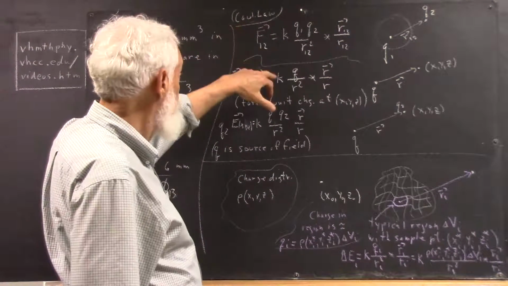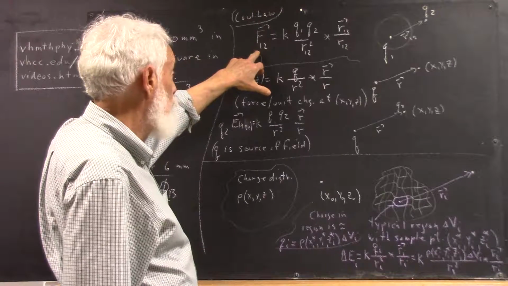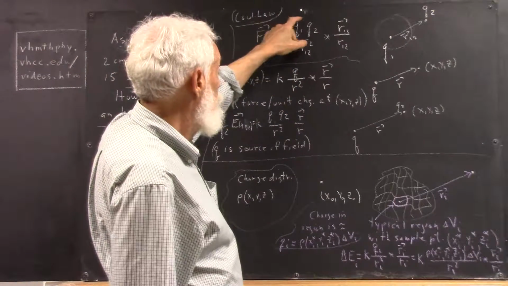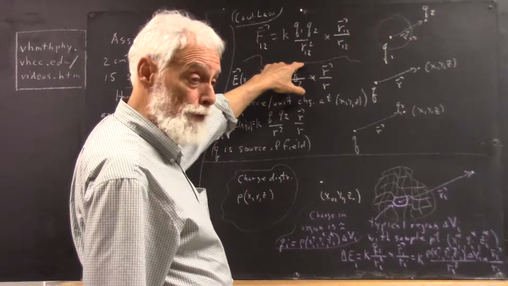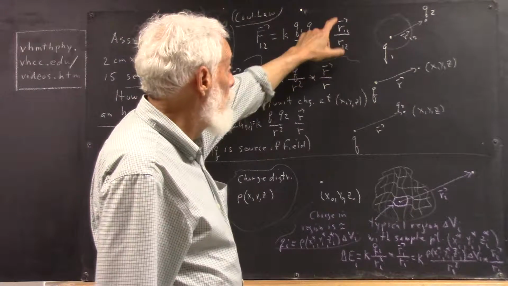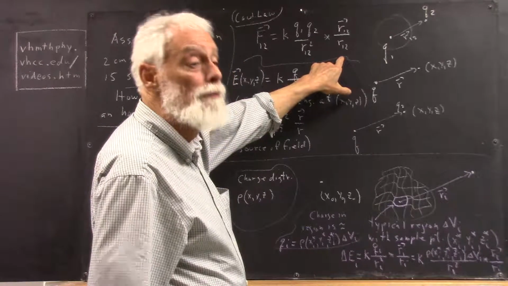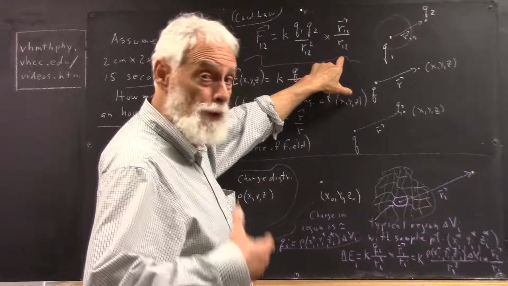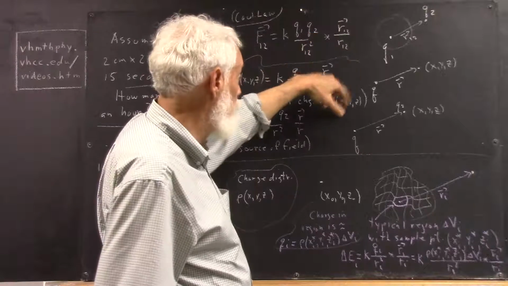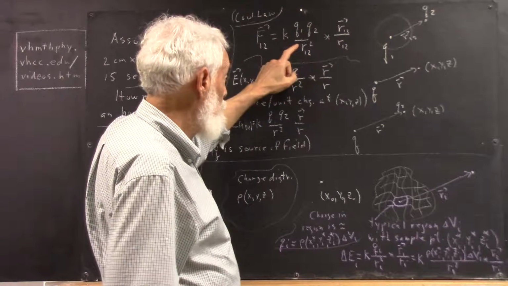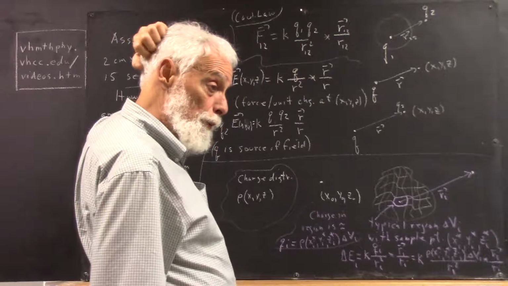Coulomb's law says that the force exerted by charge 1 on charge 2 is the product K Q1 Q2 over R12 squared multiplied by the vector R12 over R12. R12, not with the vector, is the magnitude of the vector R12. So this is the vector R12, here's the magnitude of R12, here's the magnitude of R12.